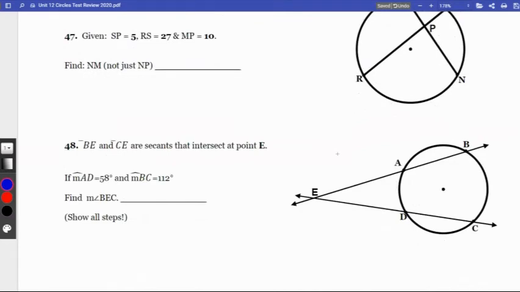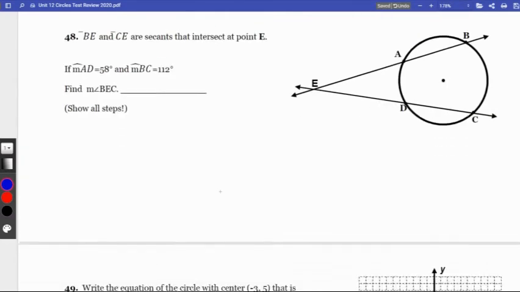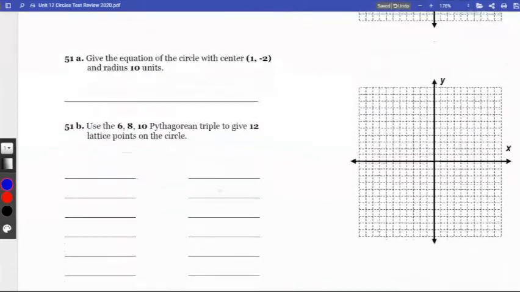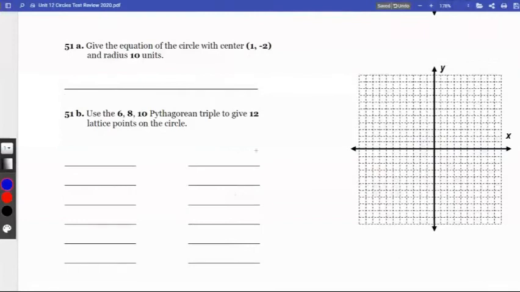47 and 48, let's see, 48. That's pretty similar to one that we did in the other video. Let's maybe just take a look at one more of these. I think I'll go down here to this one.